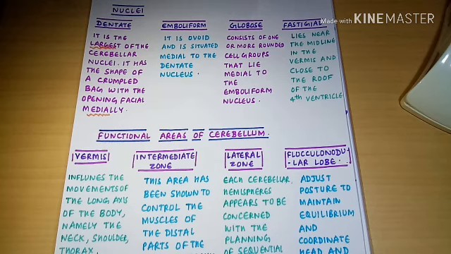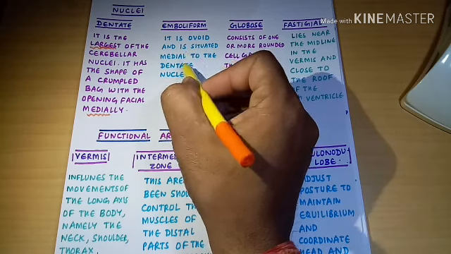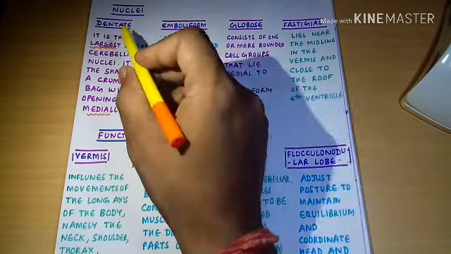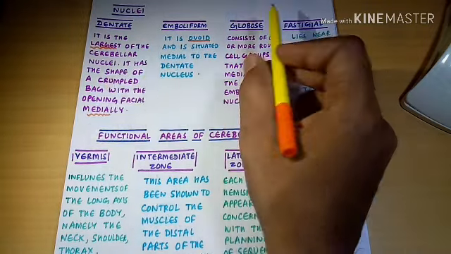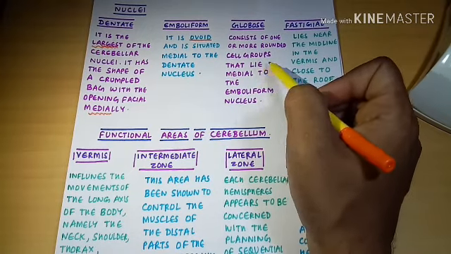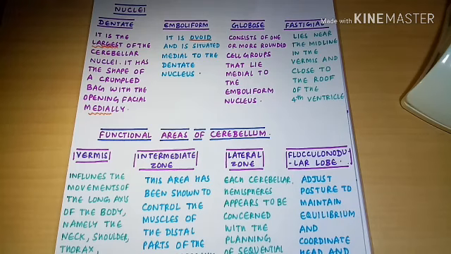They are the dentate, which is the largest of all the cerebellar nuclei, and it has the shape of a crumpled bag with the opening facing medially. So it opens medially, and it is the largest of all the nuclei. The emboliform is ovoid in shape and it is situated medial to the dentate nucleus. The globose consists of one or more rounded cell groups that lie medial to the emboliform nucleus.